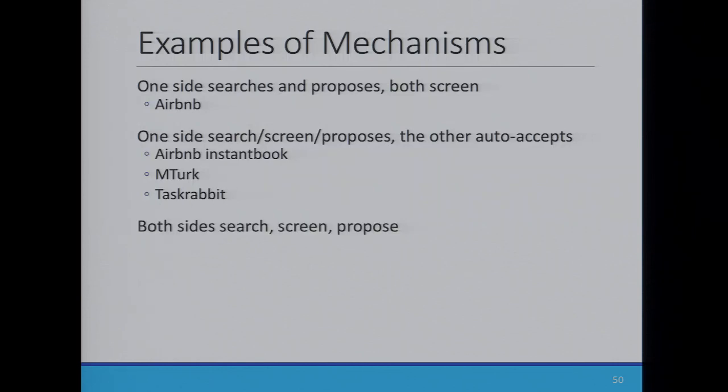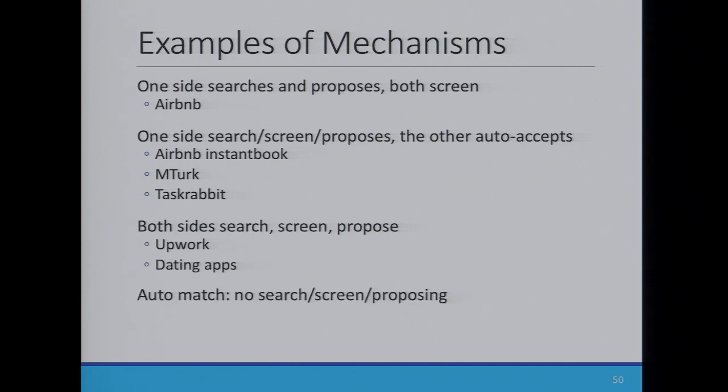Okay, also we could have both sides searching and screening and proposing. So this is like Upwork or the dating apps. Or we could just have auto match with no search, screening, and proposing, and this is what happens in Uber and Lyft. So my point is that there are all these different choices, and we're seeing a lot of different ones in practice.